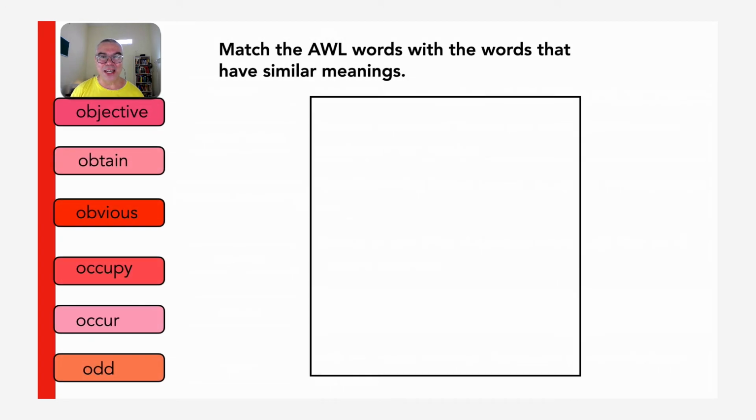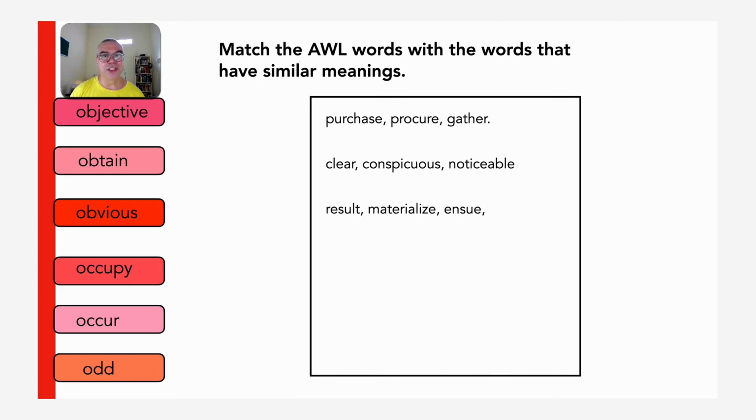Here is the next group of words that we're going to practice. Objective, obtain, obvious, occupy, occur, odd. And for this one, you're going to match the words that have similar meanings. So I've got a group of words here, and can you match them with the AWL word? Purchase, procure, gather. Clear, conspicuous, noticeable. Result, materialize, ensure. Aim, goal, outcome. Fill, capture, involve. Strange, unexpected, confusing.